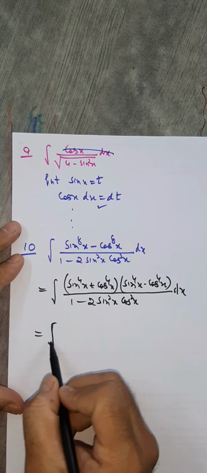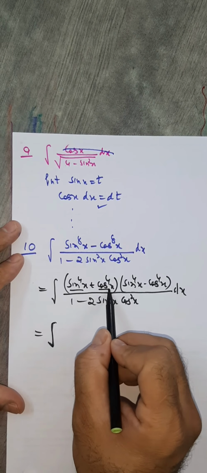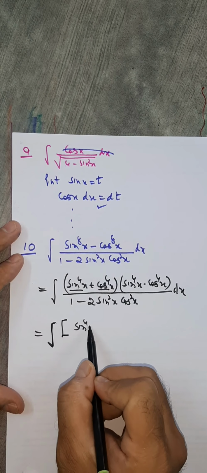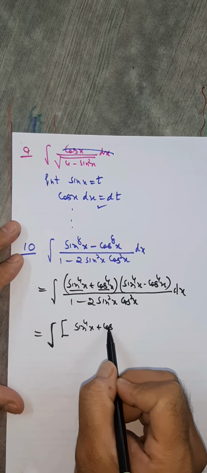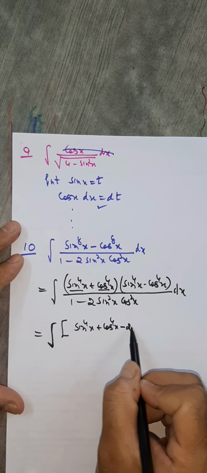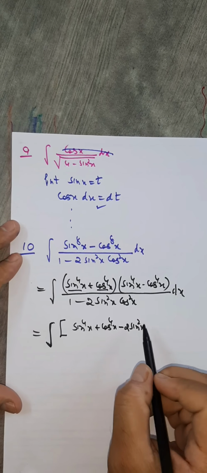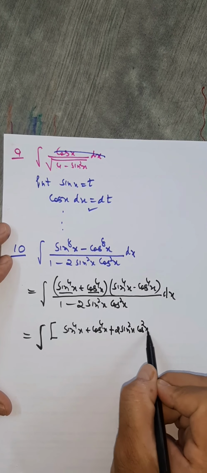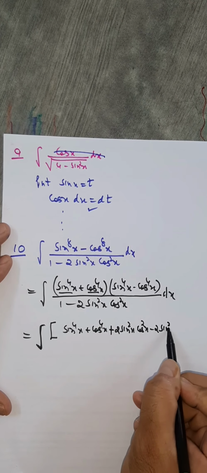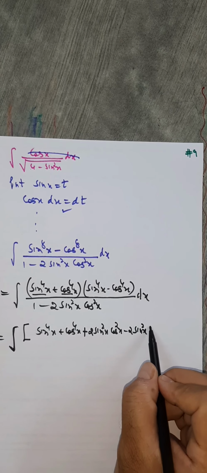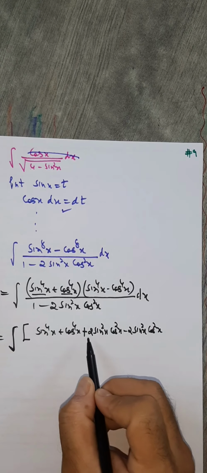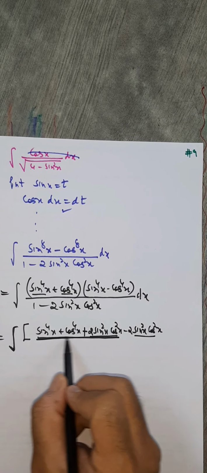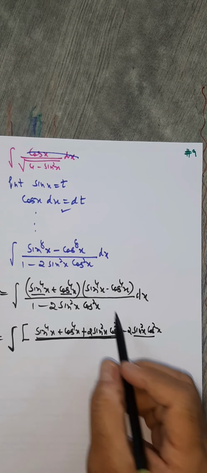If you remember 11th standard, sine raised to 4 plus cos raised to 4 can always be converted into a perfect square. Sine raised to 4 plus cos raised to 4 plus 2 sine square cos square minus 2 sine square cos square. Why did I do it like this? Can you just recall the 11th standard? Adding and subtracting this. Why this? Because this becomes a perfect square. It is 1 if you just recall.